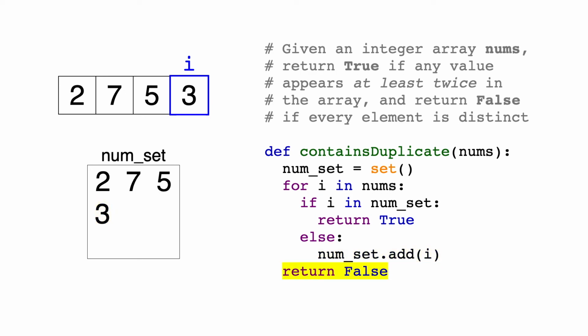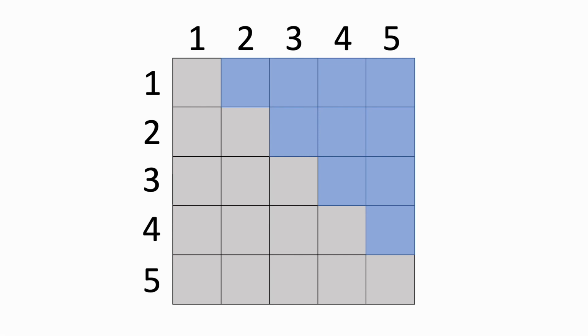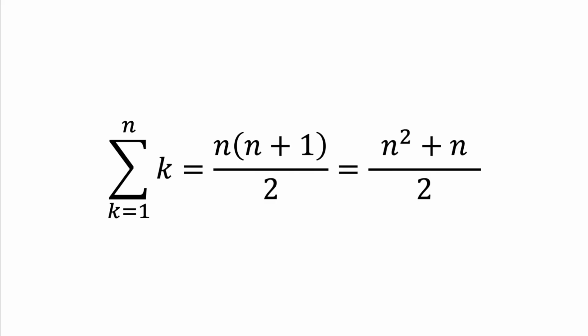Now, going back to why the first solution was O of n squared, if the length of the array is n, then the first iteration took n minus 1 steps. The second iteration took n minus 2 steps, and so on until we reach 1 for the last iteration. So how many steps is that total? We can use this formula here that tells us that the sum from 1 to n is n times n plus 1 over 2, or n squared plus n over 2.